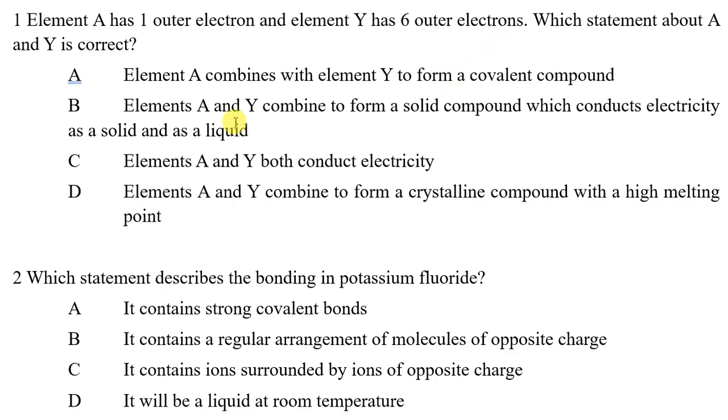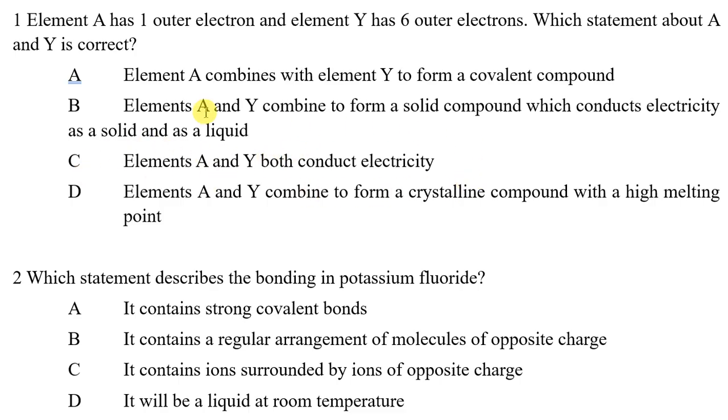Nope. Option B, combine to make a solid compound, which I like because ionic compounds are solids, large melting points. And it will conduct electricity as a solid and a liquid. Oh dear, no. As a liquid, yeah. When molten, the compound formed would conduct electricity. But when solid, no. Ions cannot move.